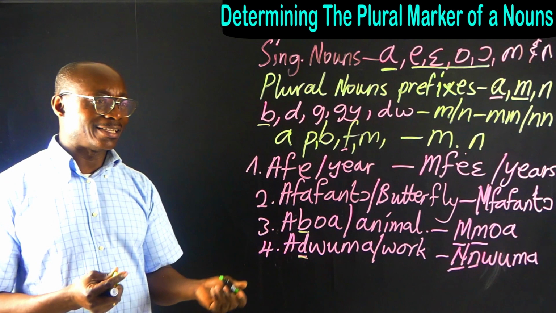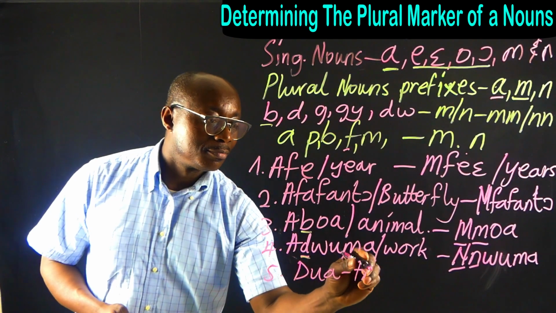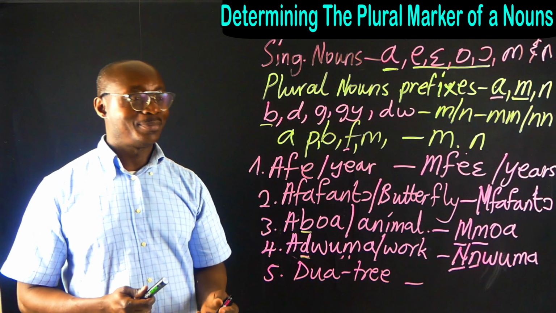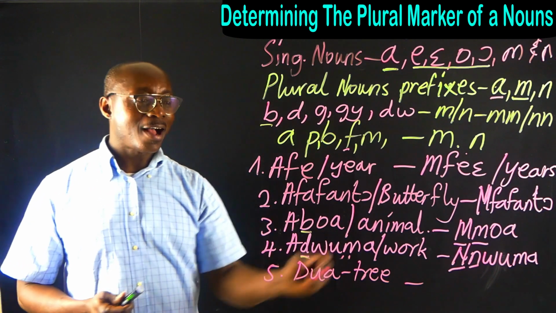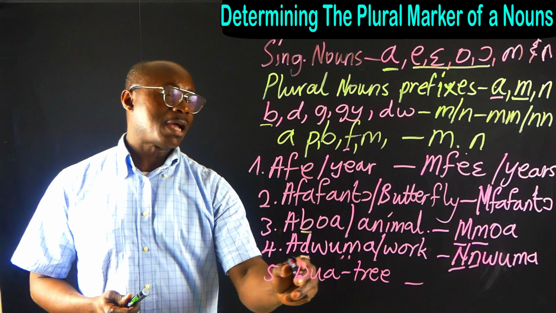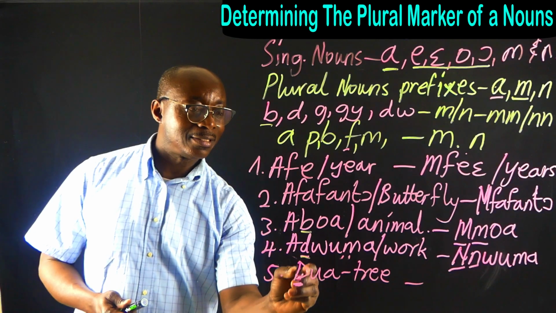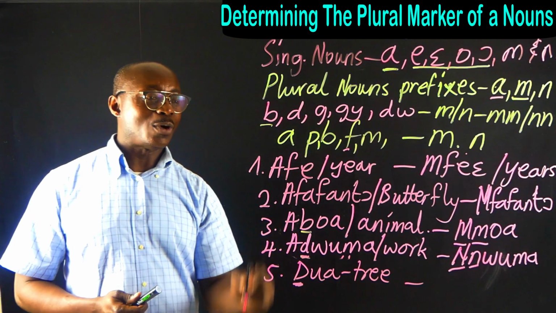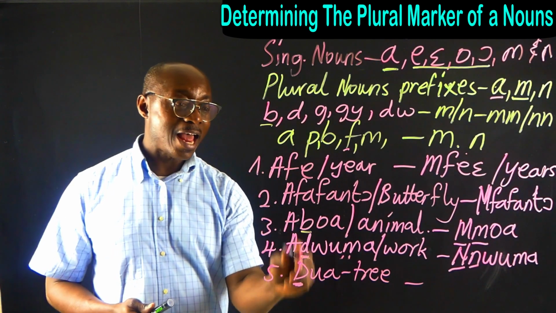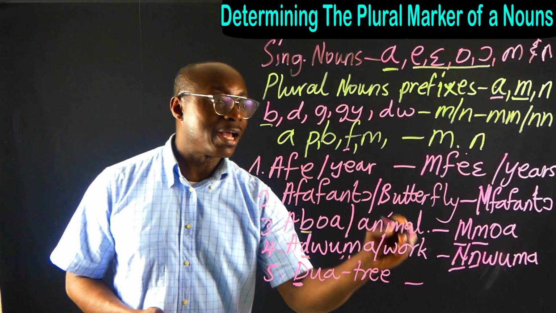I think this is quite understood. Let's add two or more examples. Yeah, we have dua, and that is tree. In plural form, it's going to be what? Nnua. You can prefix this with e, that is edua, but you can also write it like this. But the point is on this d. It will start with n and it's going to be doubled. If the n is followed by d, then it's going to be doubled. So we get what? Nnua.